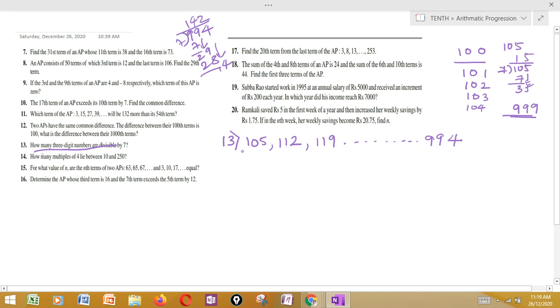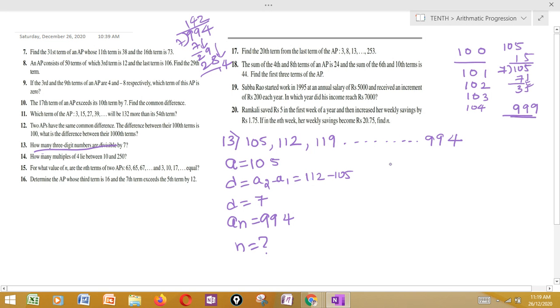So after writing the sequence, tell me what is the value of A? 105. And what is D? D is a2 minus a1, that is 112 minus 105, so D is equal to 7. What is an, the last term? 994 is the last term. What do I need to find? n is equal to question mark, that is what I need to find.